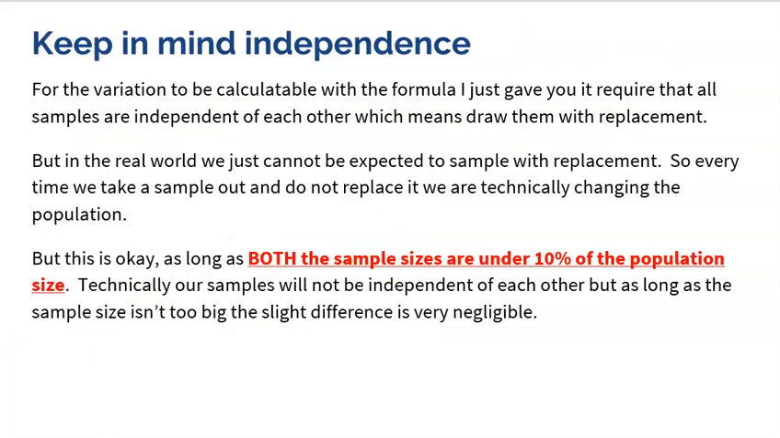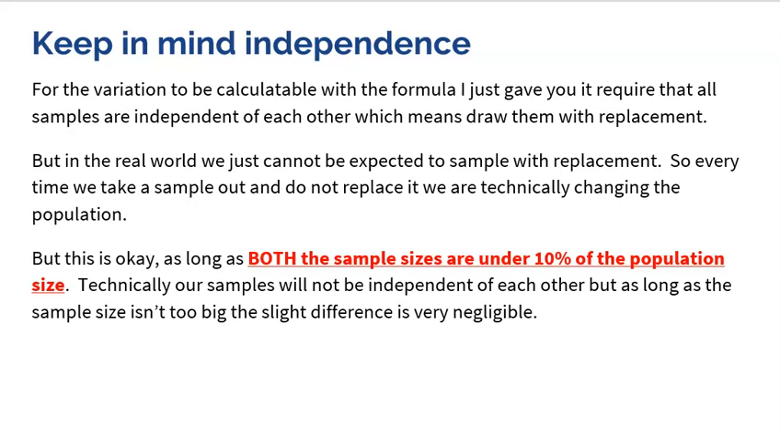Let's talk about independence one more time here. To be honest, to truly have independence in your samples, you need to sample with replacement. So if you take out 125 boys, you need to put them back before you take out that next sample, because remember, sampling distributions are repeatedly sampling. Well, in the real world, we're not really expected to sample with replacement. It's just not something that's feasible in the real world. So every time we take a sample out and we do not replace it, we're technically changing that population.